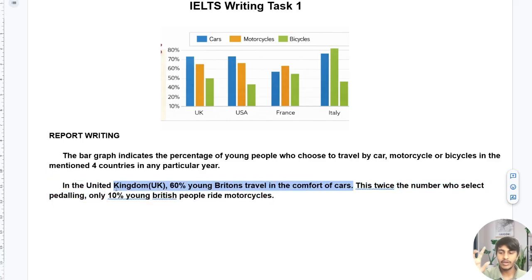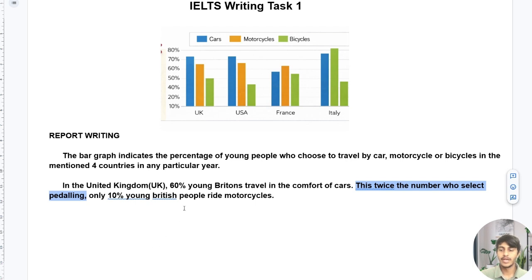Students, this is a very strong IELTS move. Instead of staying at 30% cycling, this writer says half, twice the number of who select pedaling. So this shows comprehension skill, data awareness, and higher level reporting.